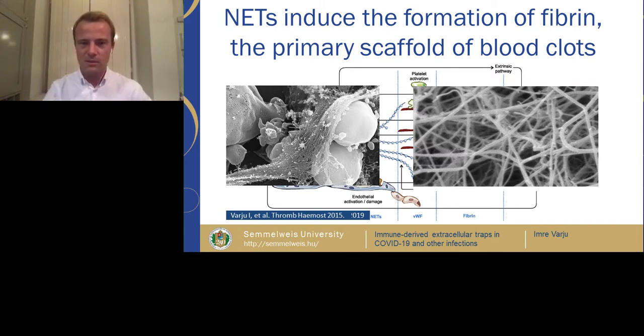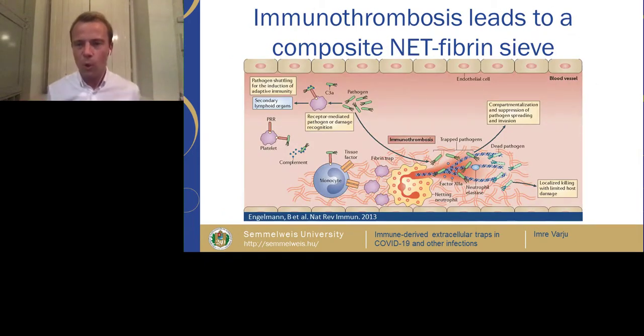And one thing to mention here is that pathogens already know this. Pathogens are equipped to not only cleave fibrin, which is the primary scaffold in thrombi, but also to cleave NETs. If we think back to the very ancient example of what streptococci do, streptococci release streptokinase, which is an activator of the plasminogen-plasmin system, which will eventually cleave fibrin and lead to clot dissolution.